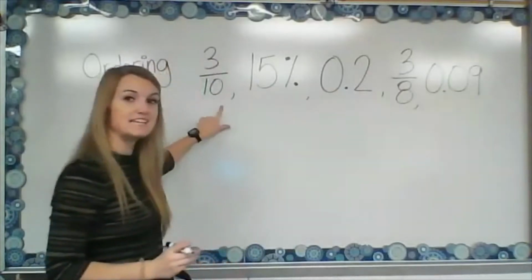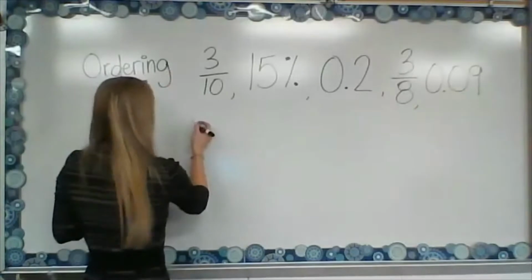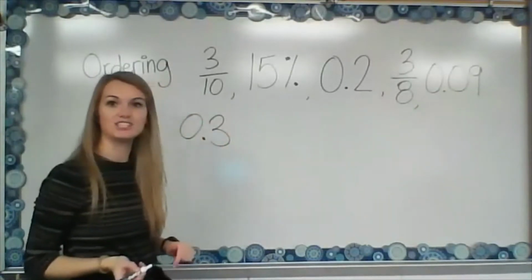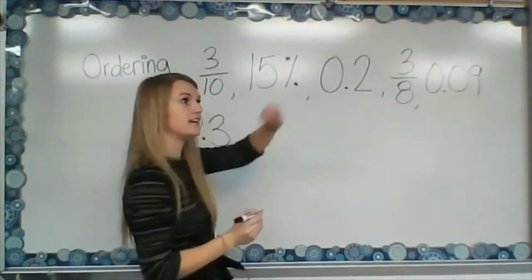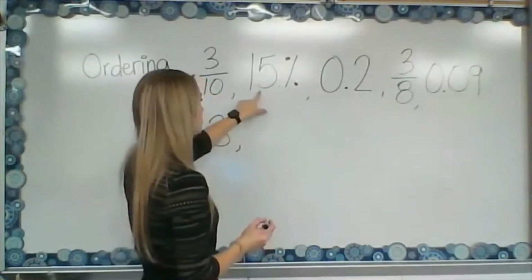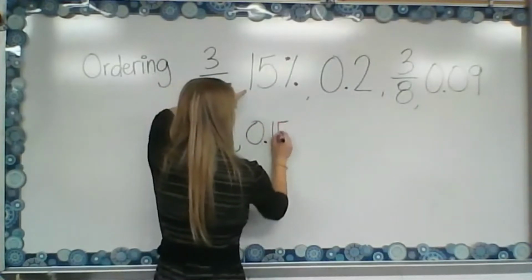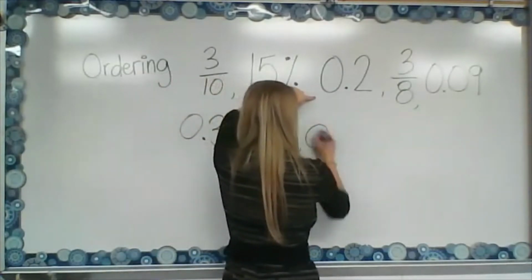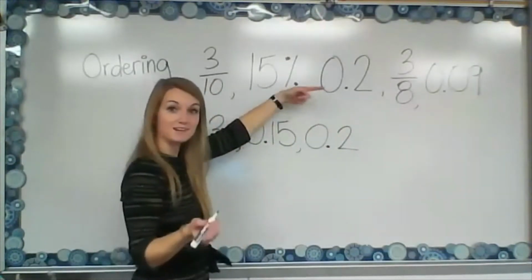So I have 3/10. If I can say it, I can write it. 3/10 is the same thing as 3/10. It looks just like that. Okay, 15%, well, percent to decimal, please don't lie. So we're going to go left 2 places, 1, 2. So I end up with 0 and 15/100. My next one is 0 and 2/10. So I keep that one the same because it's already a decimal.